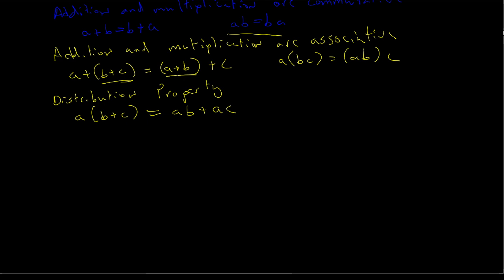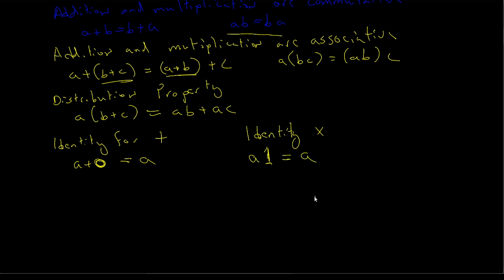There's also some things that we can define about the elements in them. There is, we call this the identity for addition. There's some number that we're going to call 0, that when I add it to a number, I get the number back. And there's the identity for multiplication. There's some number, which we call 1, that when I multiply it by some number, I get the number back.